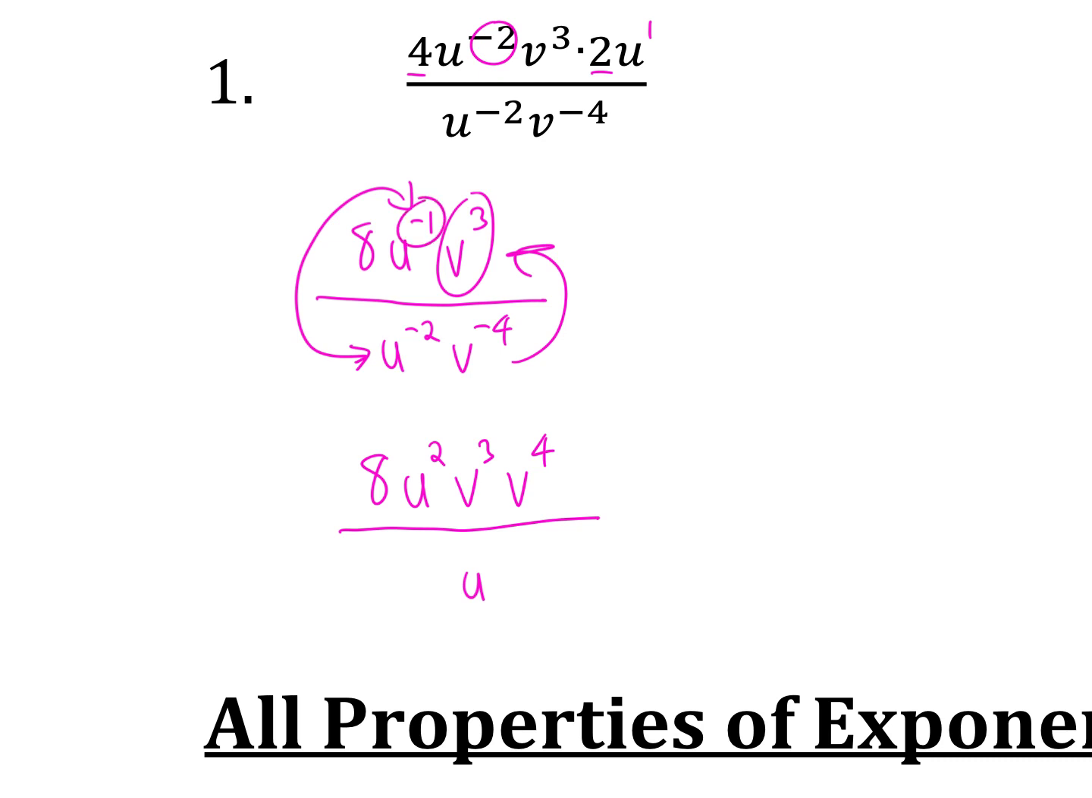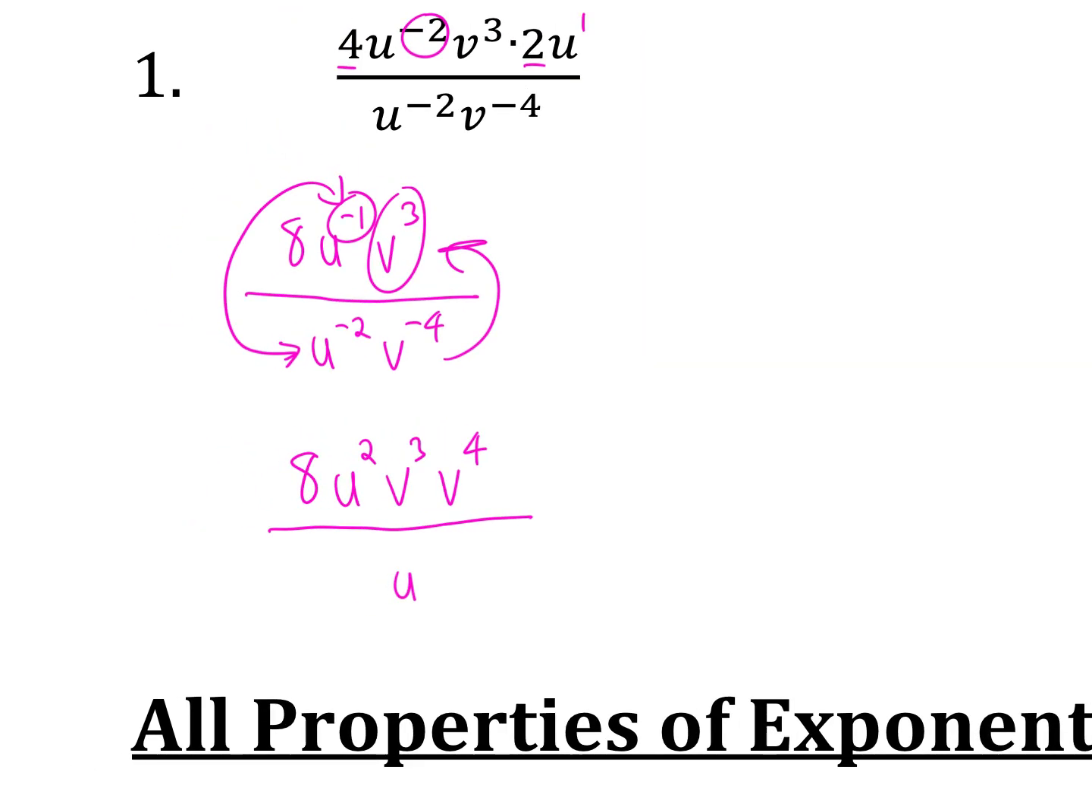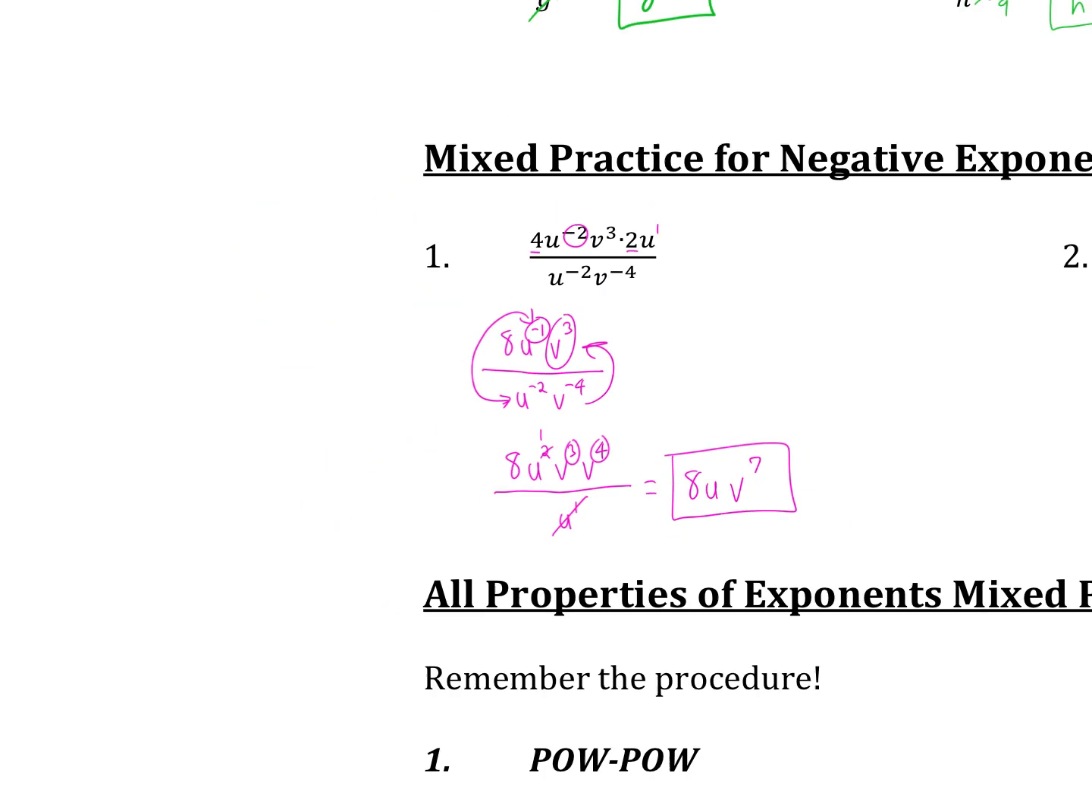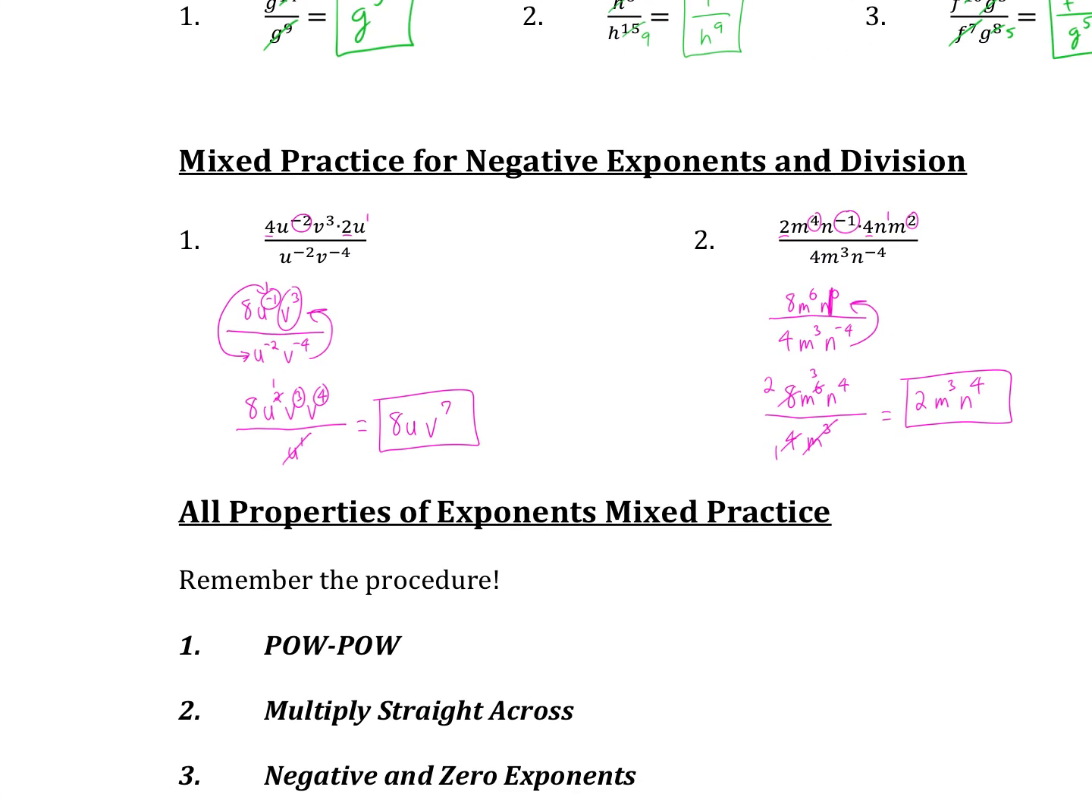All right. Any other negative or 0 exponents? No. Can we do any canceling here? We can cancel 1u and take away 1 from 2. We get 1u here. So our answer is going to be 8u. And we have v to the what? We have 3 here, 4 here. It's going to be 7 total. So we get 8u, v to the 7th. And that's our answer. All right.